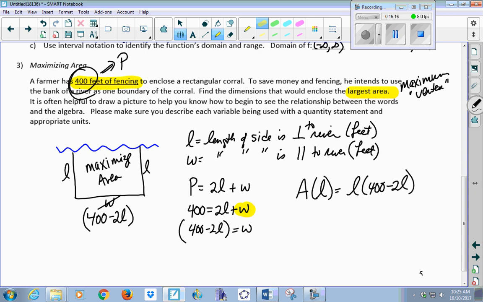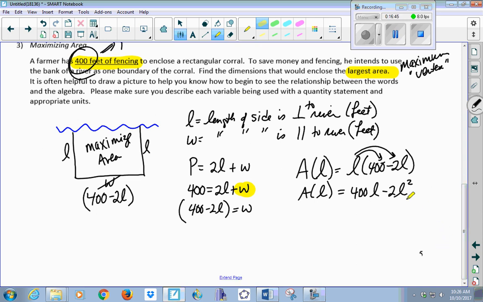So I want to maximize this area, which means I have to find the vertex. And I can't find the vertex until I can put it in either the standard form or the general form. So let's multiply L through and see what this looks like. 400L minus 2L squared. Okay, so this is in the standard form, the general form, or what I typically call the polynomial form.